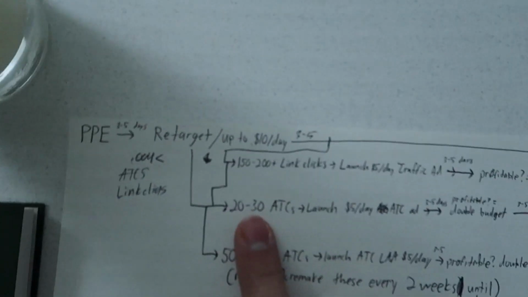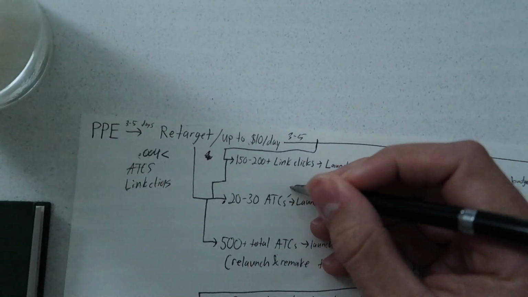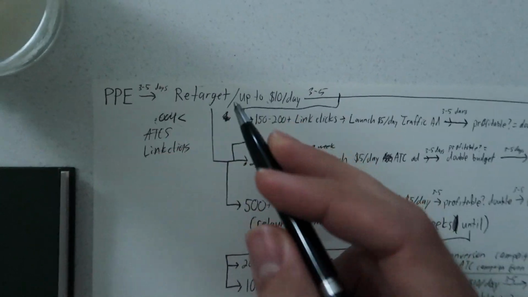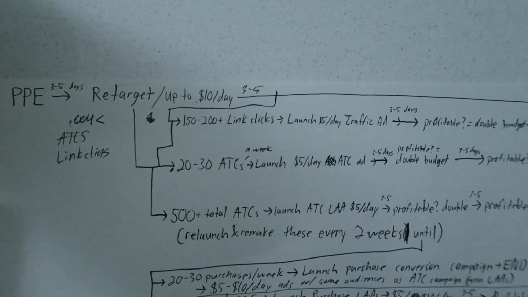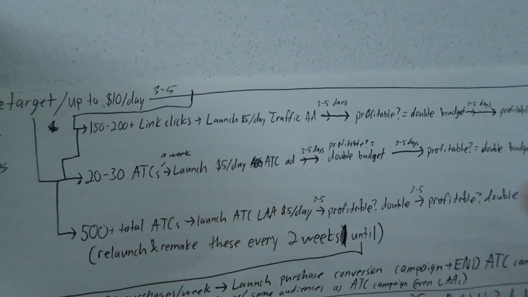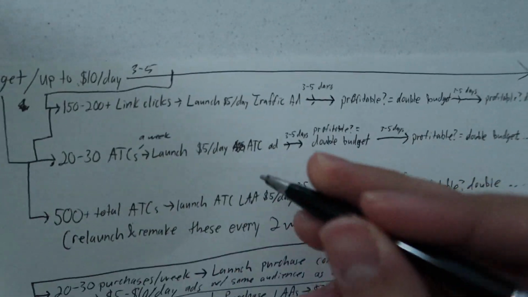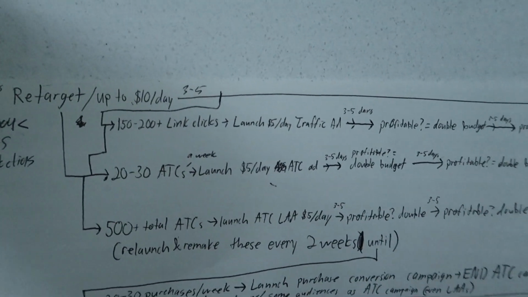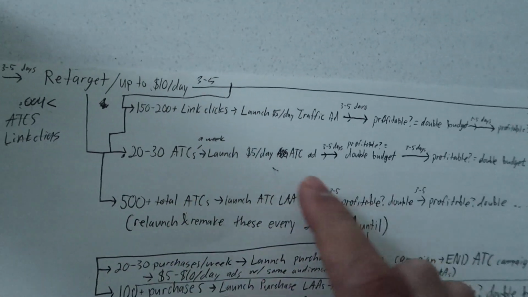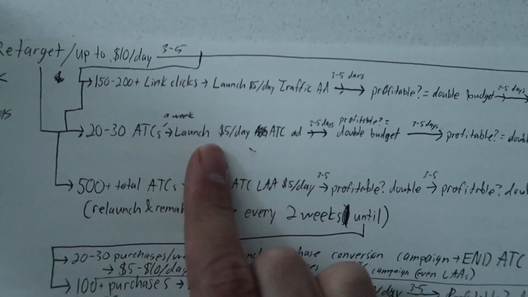So say you're now getting 20 to 30 ATCs a week. Make sure that this is a week, unless it's your first week. If you're getting 20 to 30 ATCs your first week, I would just go ahead and go straight to ATC. But once you're getting 20 to 30 ATCs a week, now you're going to launch the $5 a day ATC ad, and this is going to end. So you're going to turn the link click off, and now you're going to do the $5 a day ATC ad with the same audiences. Again, you want to save these audiences, but test different audiences, maybe test 2 or 3 right here if you're making some money, just to really find your ads.